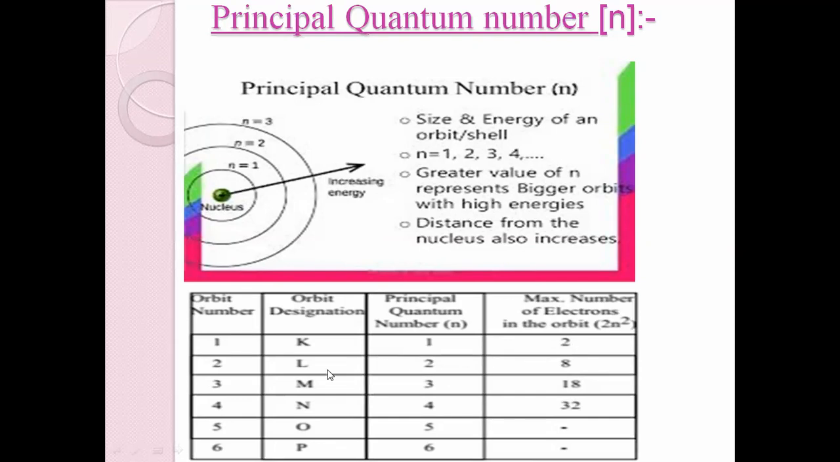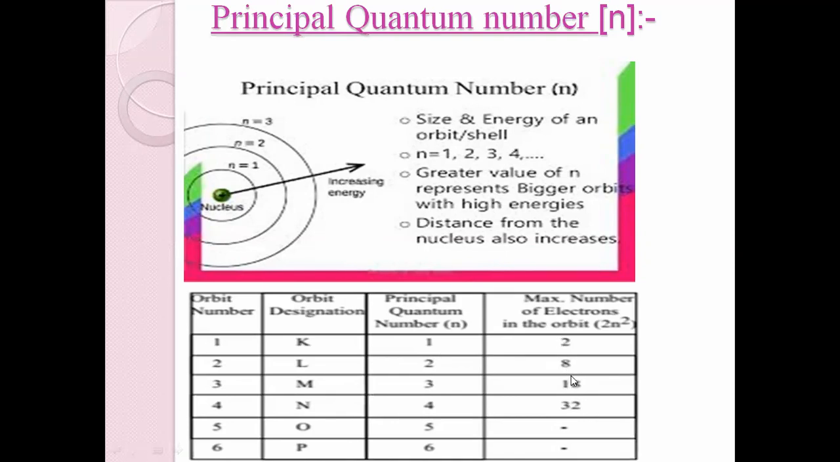Then coming to the second shell. The second shell is represented as 2. So 2 into 2 square is 8. M has got 18 electrons. So 2 into 3 square is 18 electrons. N has got 32 electrons.